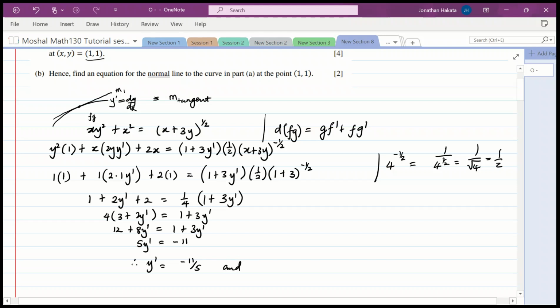And so the slope of the tangent line is minus 11 over 5. Okay, we now know the slope of this tangent.